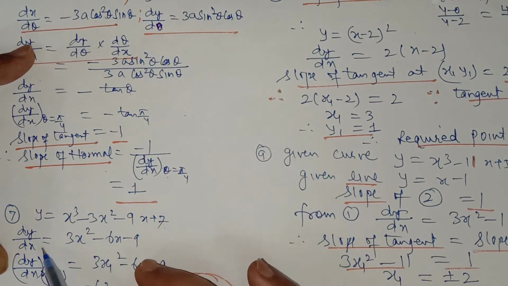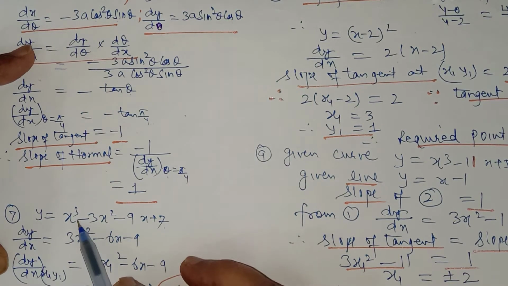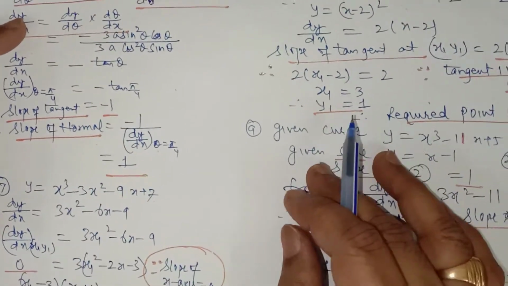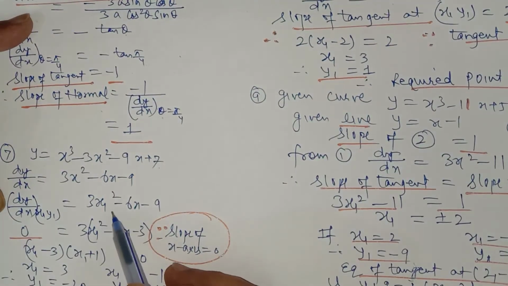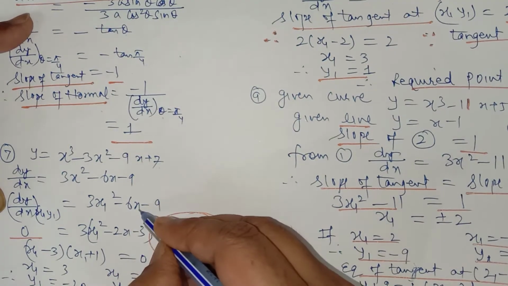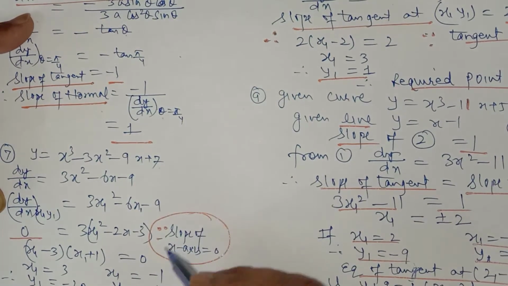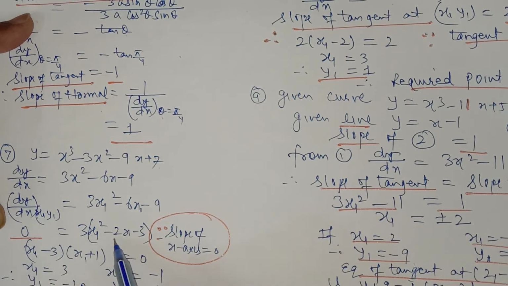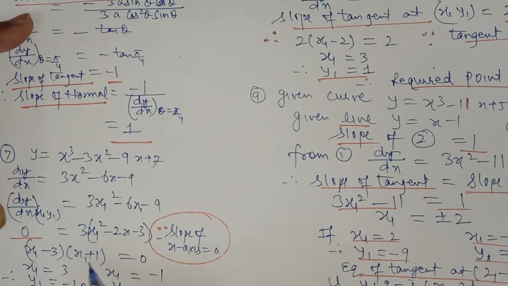Now you can find the slope, dy by dx, as 3x squared minus 6x minus 9. Let the point you have to find be x1, y1, since the point is not given. So the slope is 3x1 squared minus 6x1 minus 9. Because the tangent is parallel to the x-axis and the slope of the x-axis is 0, you put this slope equal to 0. By doing this, you will get the value of x1. Because it is a quadratic polynomial, you will get two values of x1, as 3 and minus 1.